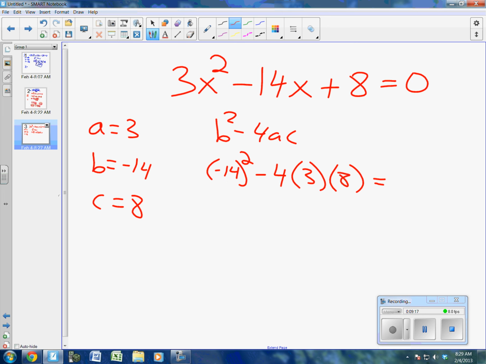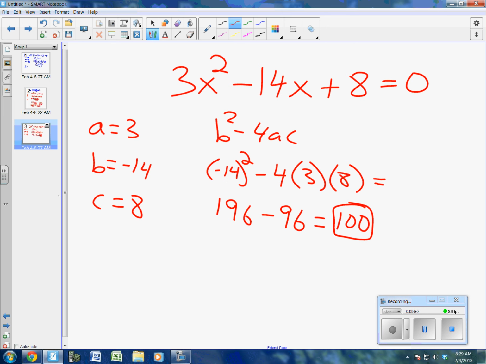What? 196? 457? 100? Yeah. What is 14 times 14, you guys? What, 196? So this is 196. 3 times 4 is 12. 8 times 12 is 96, isn't it? Okay, so our discriminant is 100. That's not good. That's a perfect square. I was trying to get one that wasn't a perfect square. Well, let's just finish this one since we're on it.